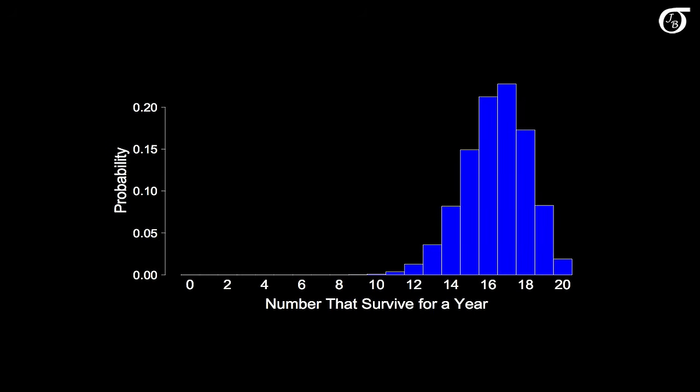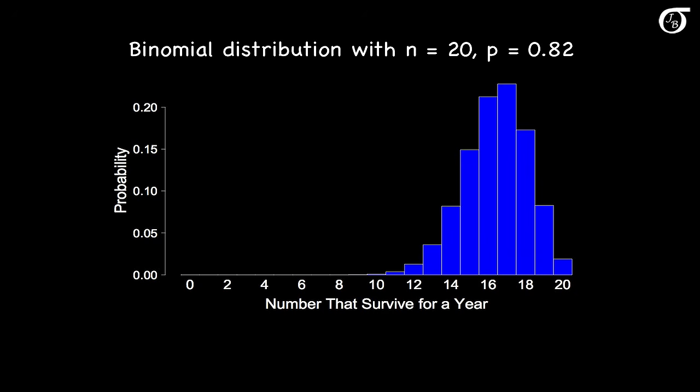If we worked out the probabilities for all the possible values of x and plotted it, it would look like this. This is the binomial distribution when n is 20 and p is 0.82. And the probability we just worked out, the probability that x takes on the value 18, is over here. Right here was the value 0.173 that we just worked out.